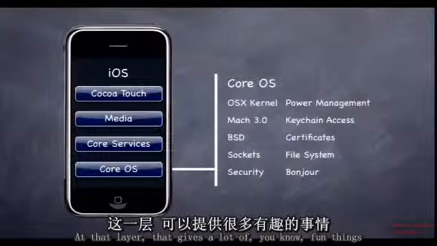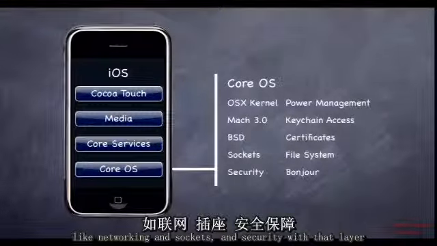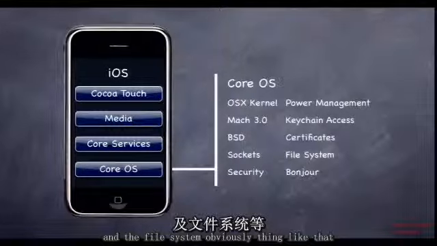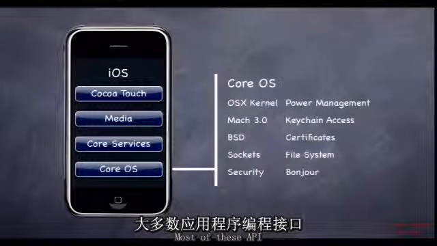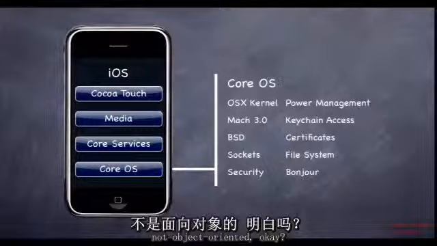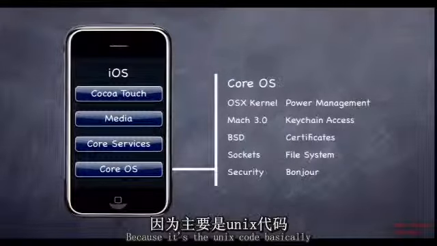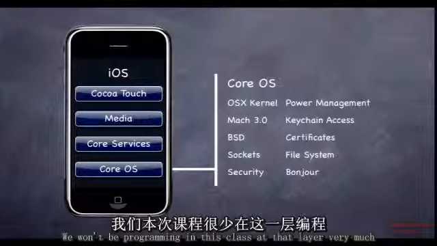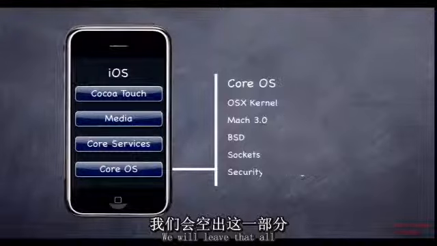At that layer, that gives you a lot of fun things like networking and sockets and security, and the file system, obviously, things like that. Most of this API is C API, not object-oriented, okay, because it's the Unix code, basically, and things built on the Unix code, not object-oriented. We won't be programming in this class at that layer very much, if at all.